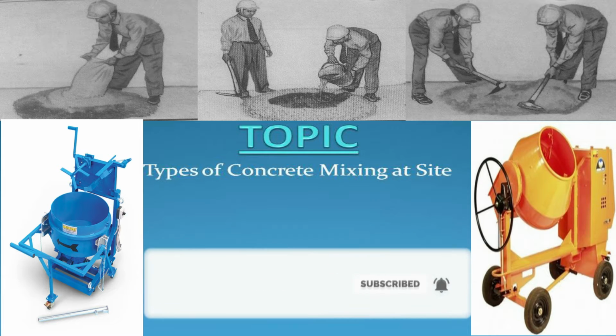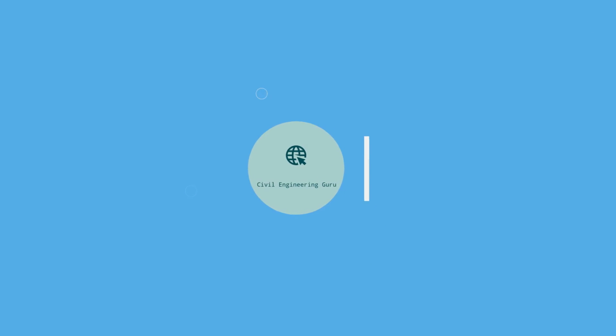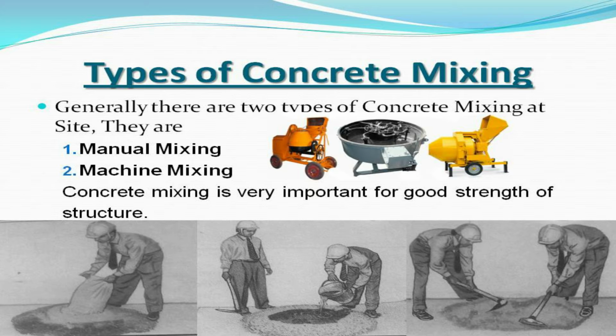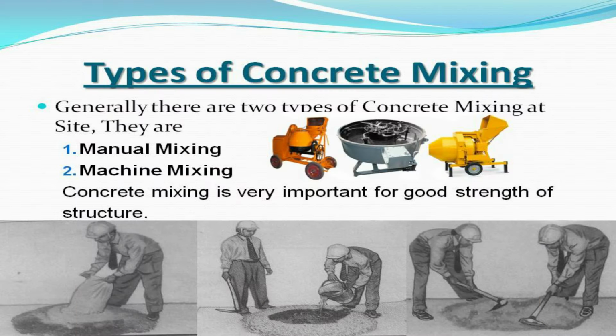Today our topic is types of mixed concrete at site. So let's move toward our today's topic. Types of concrete mixing. Generally, there are two types of concrete mixing at site. They are manual mixing and machine mixing. Concrete mixing is very important for good strength of structure.